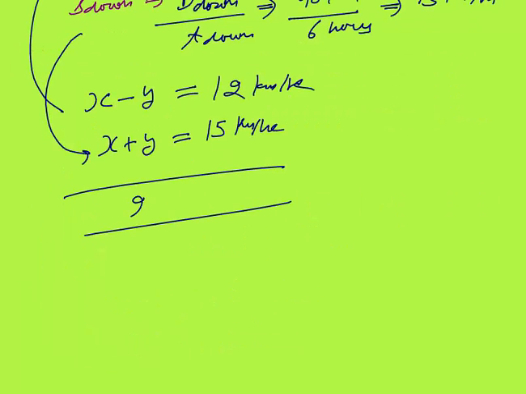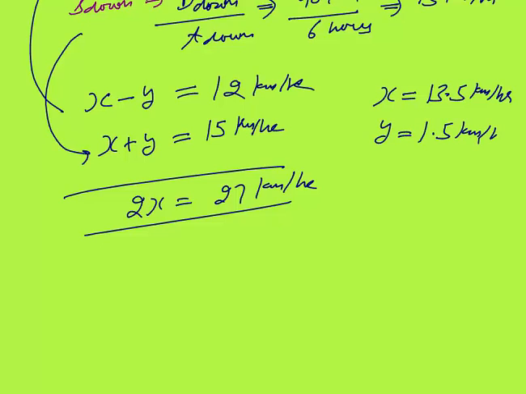Add these two equations, you get 2x is equals to 27 km per hour. Your x would be 13.5 km per hour. It means that speed of boat was 13.5 km per hour. Solving this, you will get y as 1.5 km per hour.